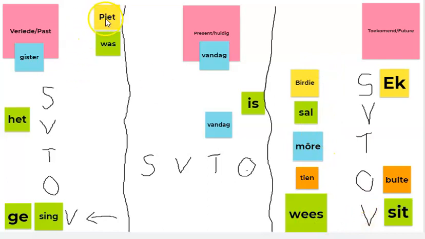Let's look at Piet. If it becomes Piet, then it's Piet sal môre 10 wees, same thing.